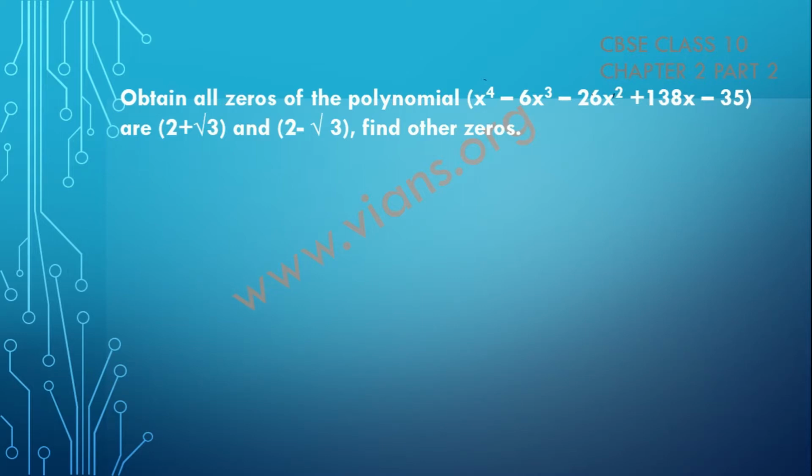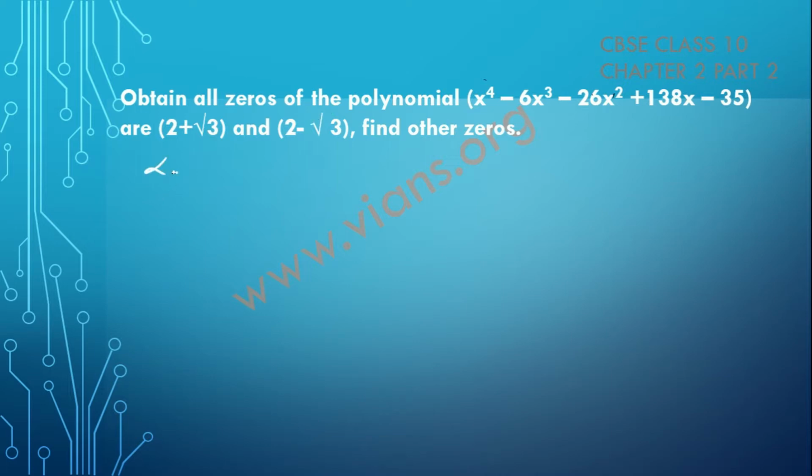Find other zeros. So if you remember what I said last time as well, finding zeros of a biquadratic polynomial, that's a polynomial that is raised to the power 4, is very difficult. And the only way to do that is to first of all convert it, simplify it into a quadratic polynomial. How do we go solving about this particular problem? We know that 2 plus root 3 and 2 minus root 3 are roots of this particular, or zeros of this particular polynomial.